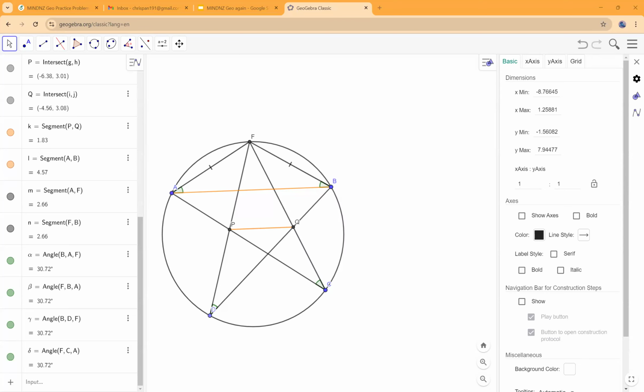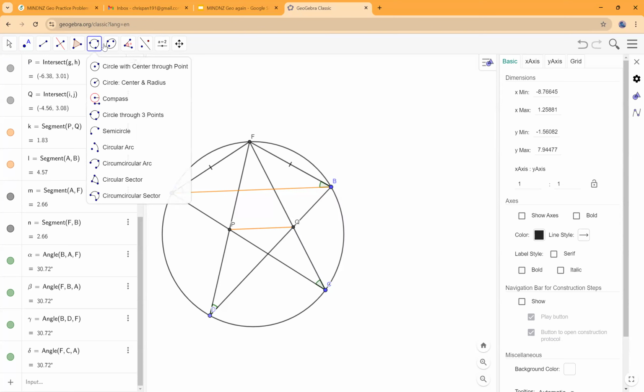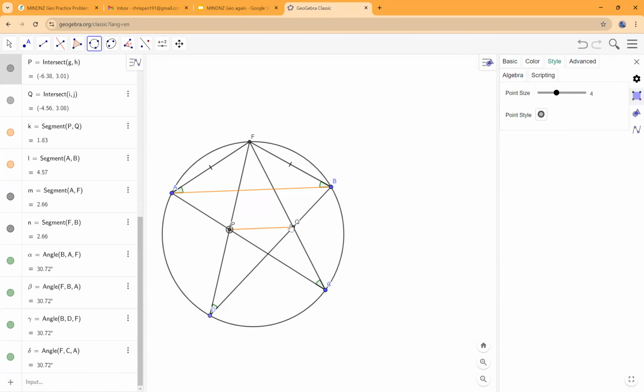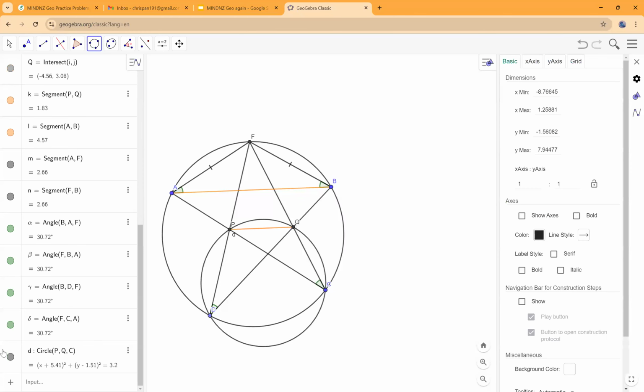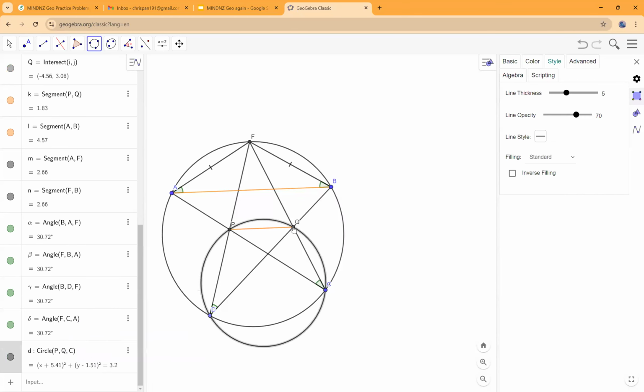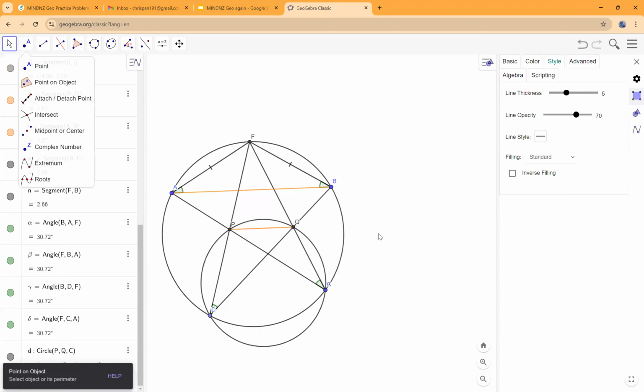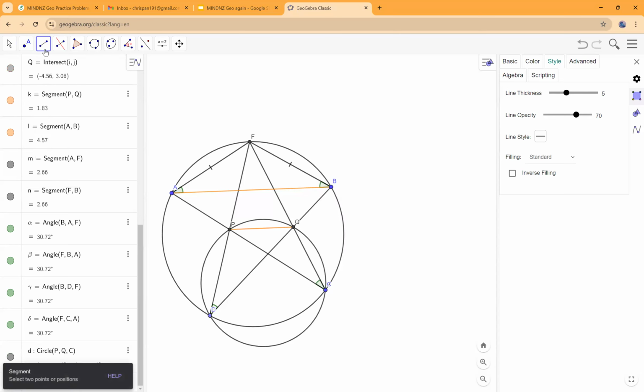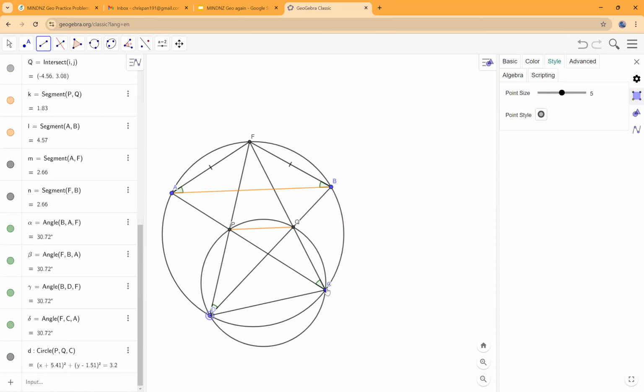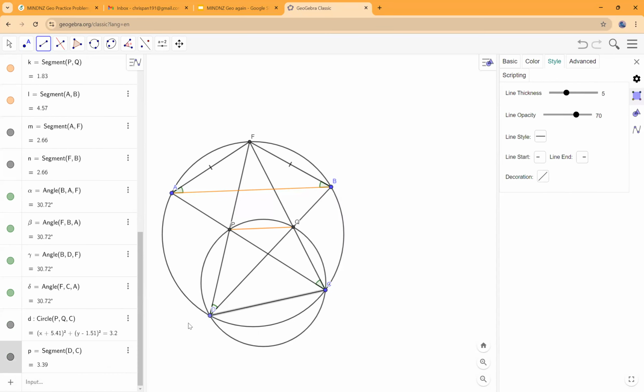Okay. Well, time's up. The hidden cyclic quadrilateral is the quadrilateral PQCD. And it's cyclic because these angles, which are opposite the side PQ, are equal. This green angle equals this angle, which implies that these four points lie on a circle. And if you draw a circle around them, indeed they do lie on a circle. Very cool. And now we can use the cyclic quadrilateral to chase around more angles.